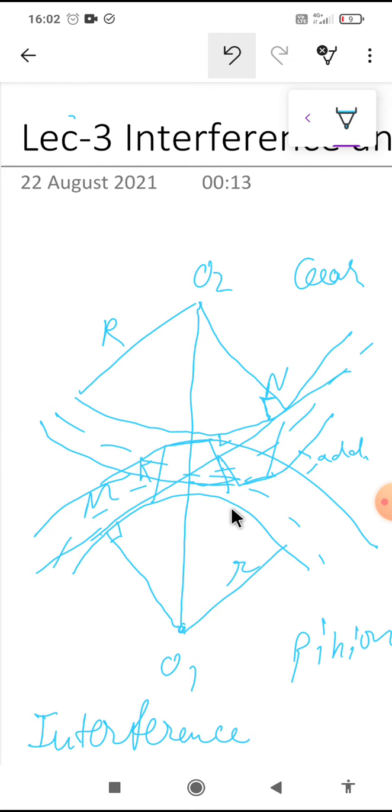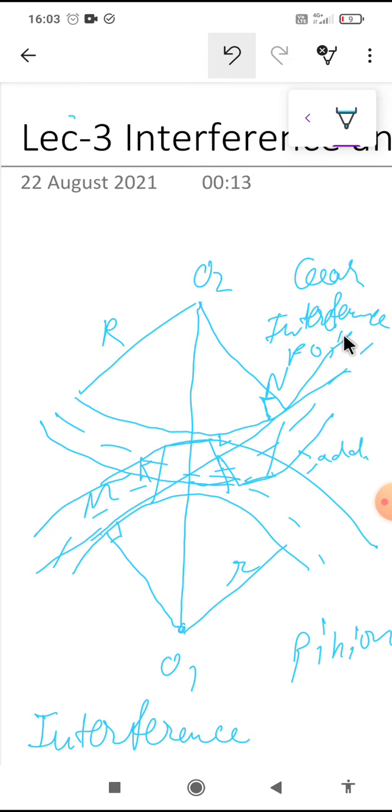Similarly, if the radius of the addendum circle of the wheel increases beyond O2M, then what will happen? The tip of the tooth of this gear will cause interference with the tooth on the pinion. So this is called interference. The points M and N are called interference points.